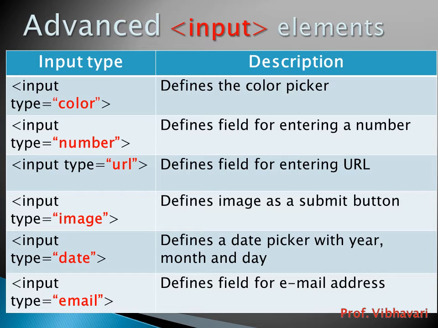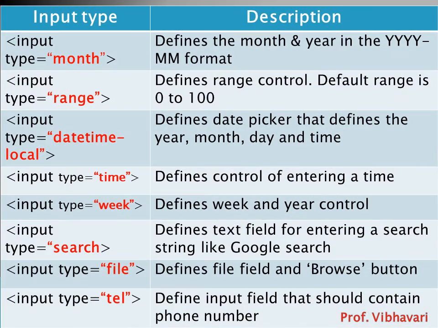So that means if there is a form, you can place an image in the form in the form of a submit button. Input type equal to date defines the date picker with the year, month and day. Input type equal to email defines the field for the email address. The next one is input type equal to month, which defines the month and year in the YYYY-MM format.